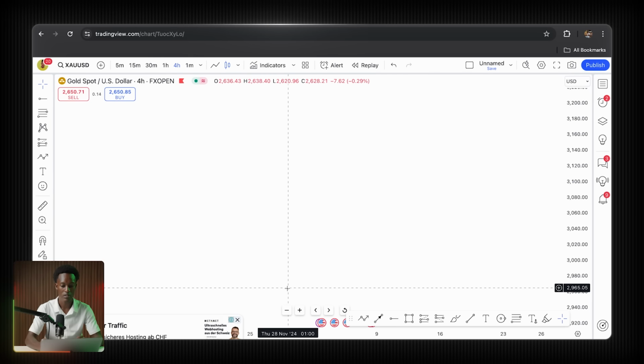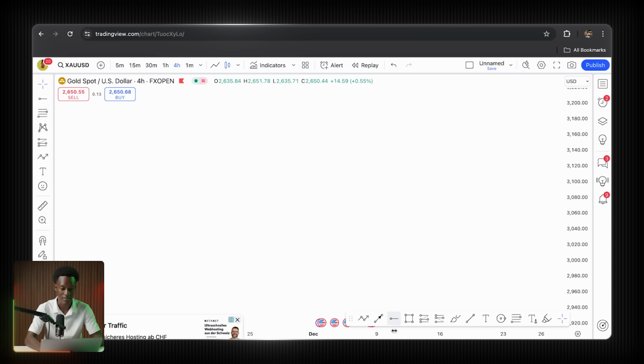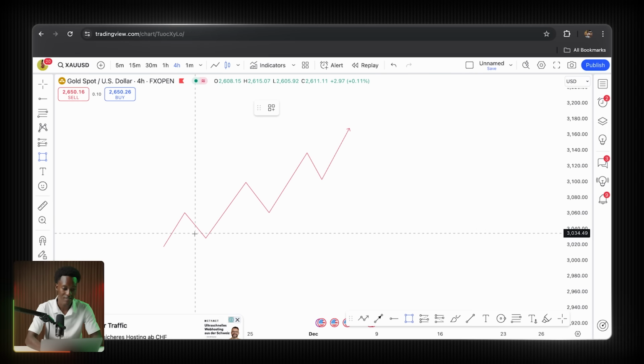I didn't mention this, but whenever levels are broken, we can always expect retests. Let me show you what. So say we have this as an example. Let's start off with all these.